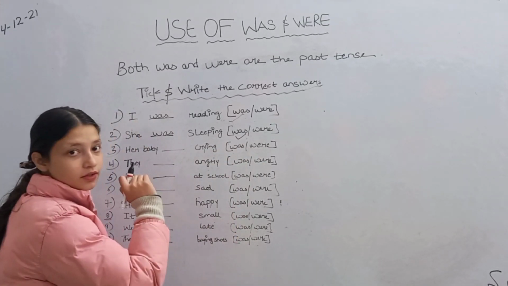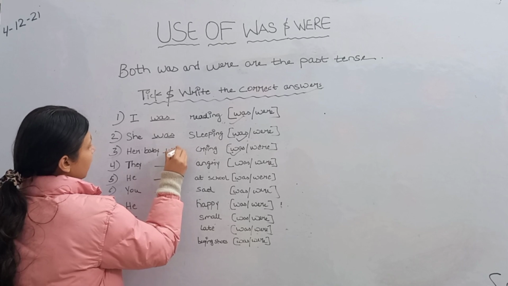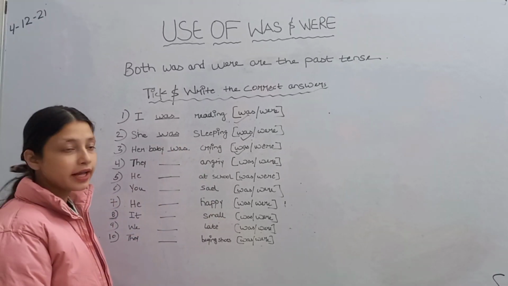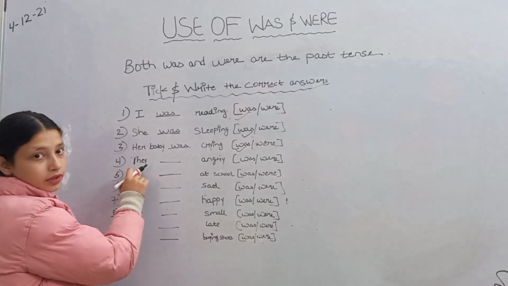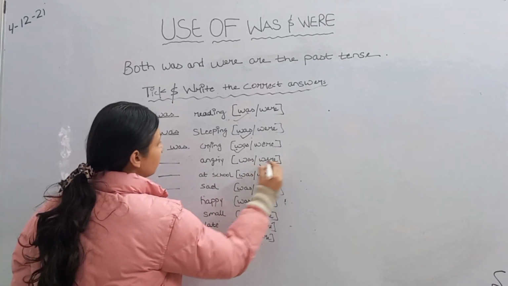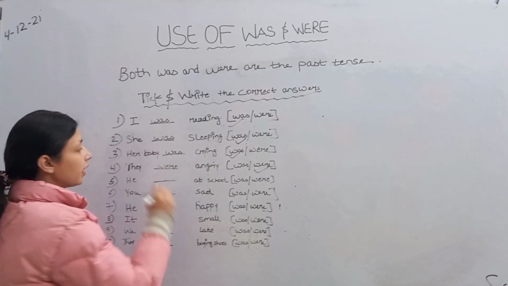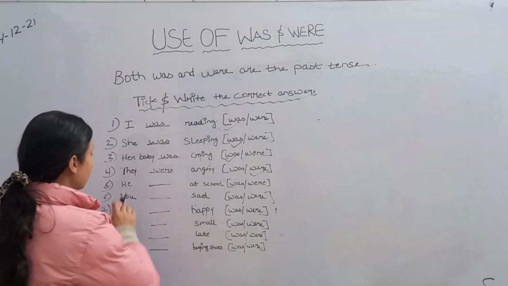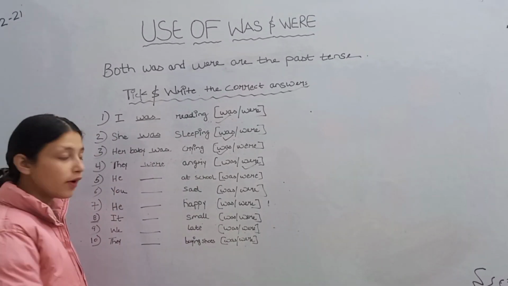Was and were. We will write here was. Her baby was crying. They dash angry. They is a plural verb. So we will write here were. They were angry. Now he dash at school. He was at school.